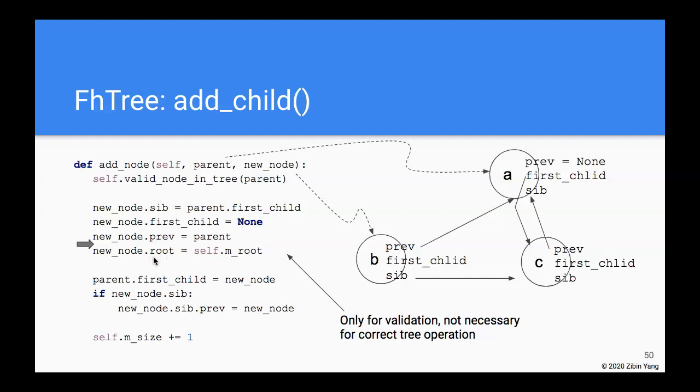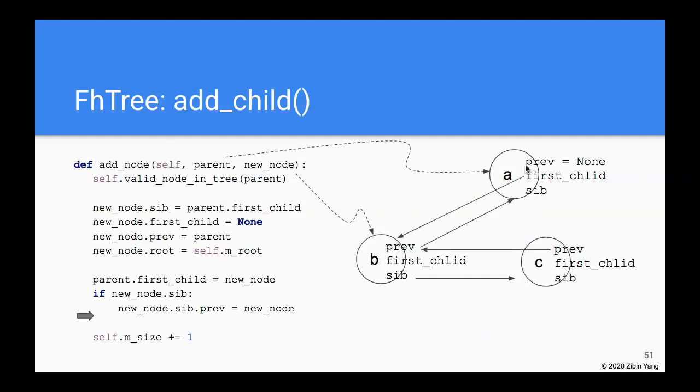The root of the new node should be the root of the tree that we're in. That's why here it is set to self.mroot, which again is the root of the current tree. Now, all the references of the new node have been set properly, but the parent and the original first child still don't know about the existence of the new node. So the next step is to fix that. We want the first child of the parent to now point to the new node, and that's what this line of code is for. And also the original first child, which is now the new node's sibling.